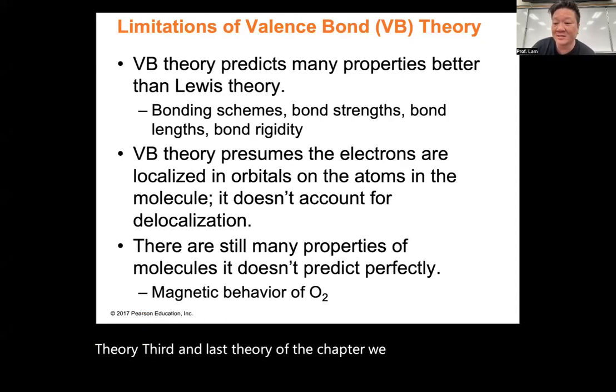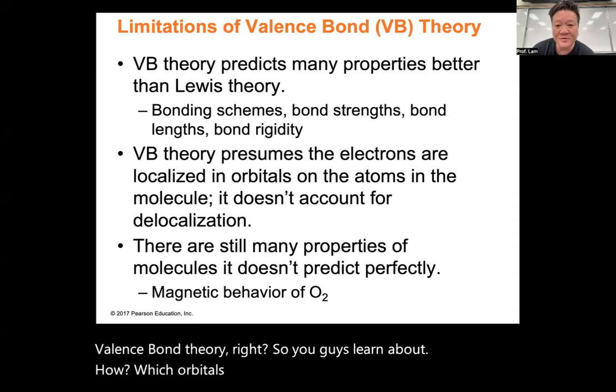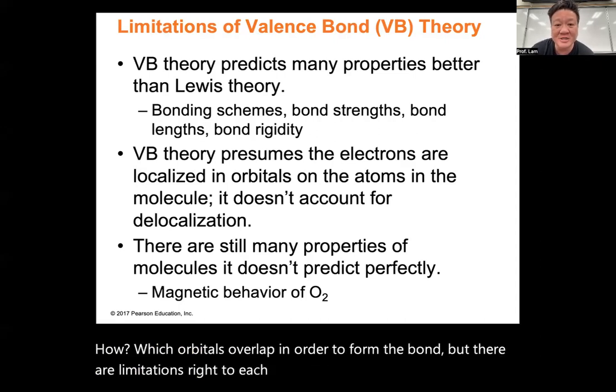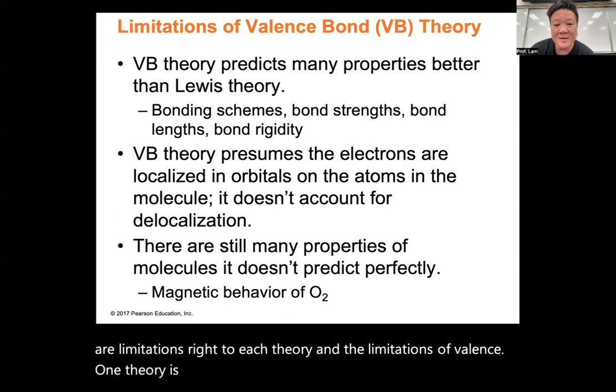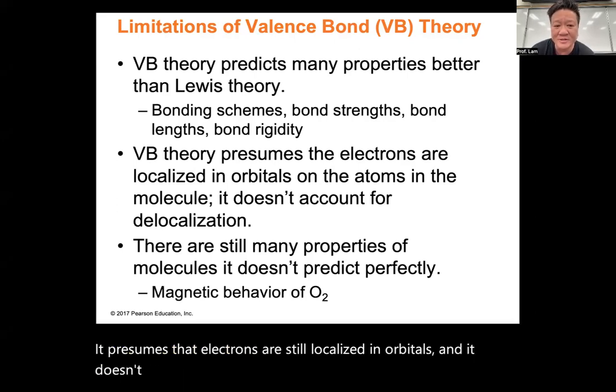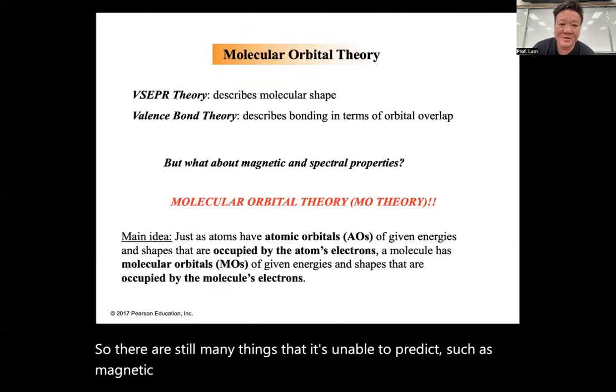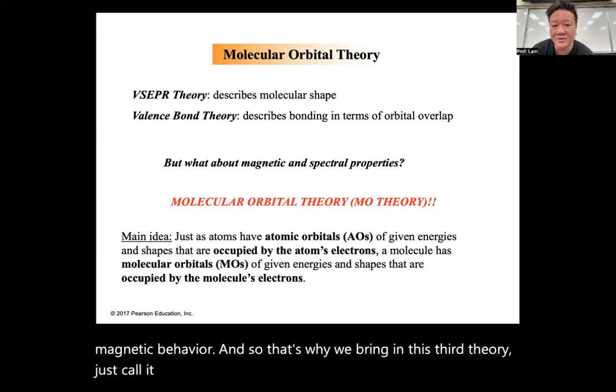We just went over valence bond theory, right? So you learned about which orbitals overlap in order to form the bond. But there are limitations to each theory. The limitation of valence bond theory is that it presumes that electrons are still localized in orbitals, and it doesn't really account for delocalization. So there are still many things that it's unable to predict, such as magnetic behavior. And so that's why we bring in this third theory, called molecular orbital theory.